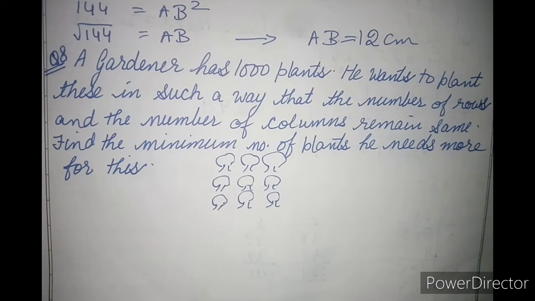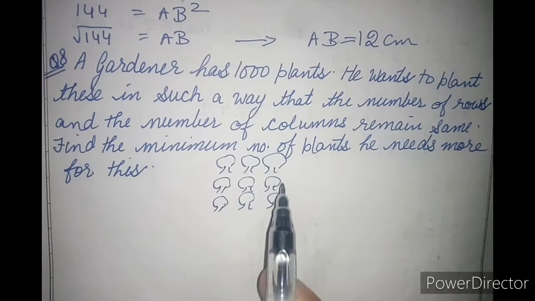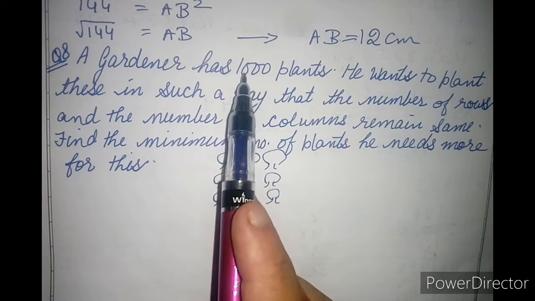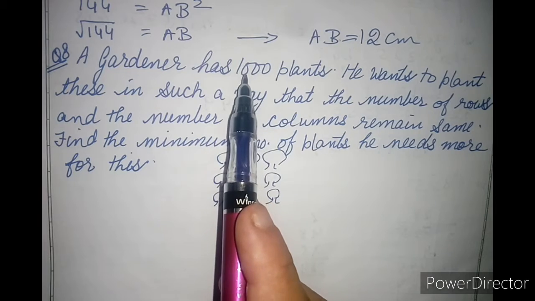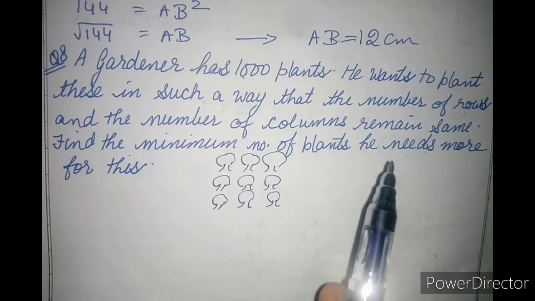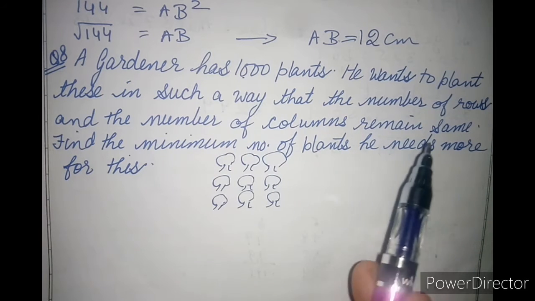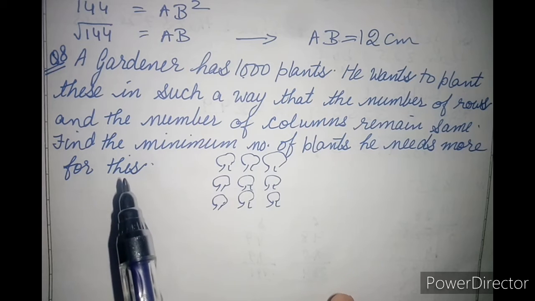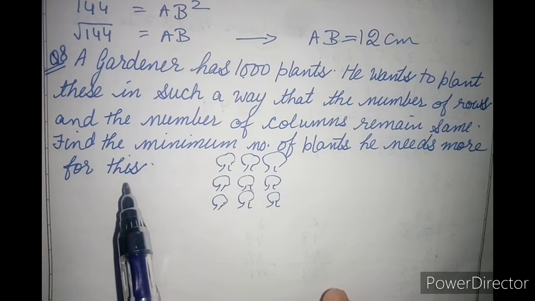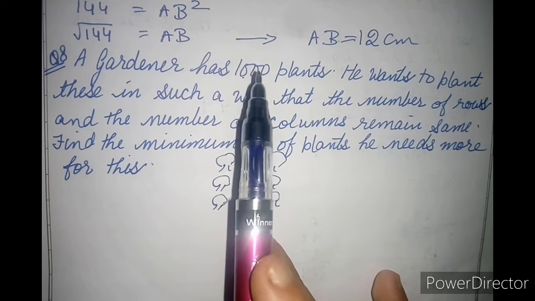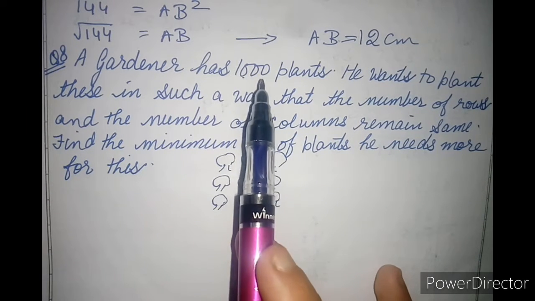He has 1000 plants, but 1000 is not a perfect square. Why? Because it is clearly seen that an odd number of zeros are at the end, so 1000 is not a perfect square. So he wants some more. Find the minimum number of plants he needs more. More means what should be added to make 1000 a perfect square. Do you get it? And this was our question number 5.